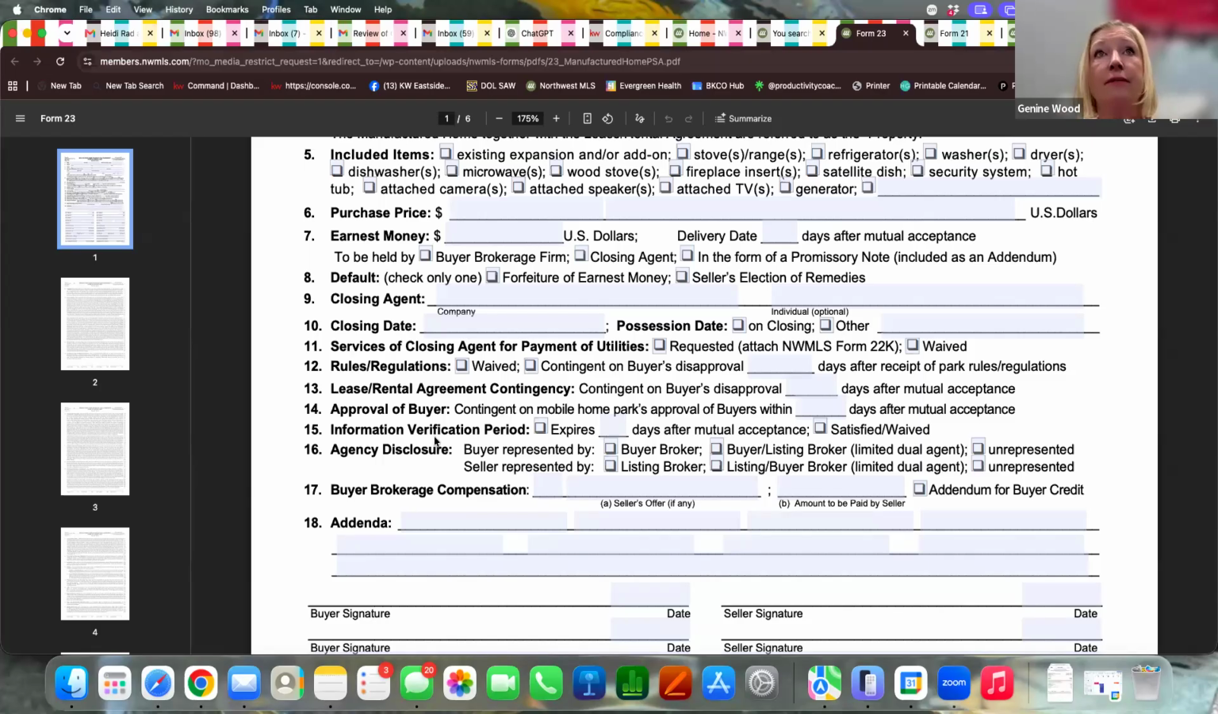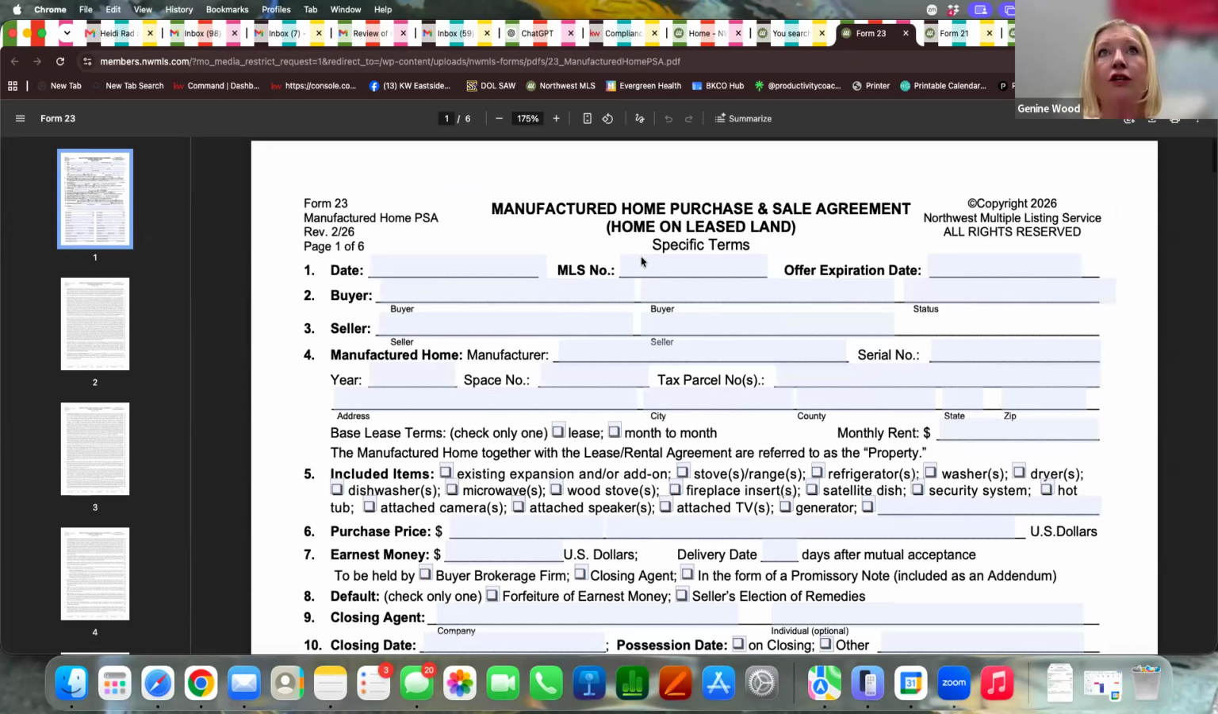Information verification, still the same clause. And who do you represent? Compensation is the same, still line 17, not 19, and then your addenda line. So those are the nuances and differences: they're going to be 12, 13, and 14. And of course, there's no title company. So they do put up here on leased land, because Form 21 is able to be used for manufactured homes, just not on leased land.